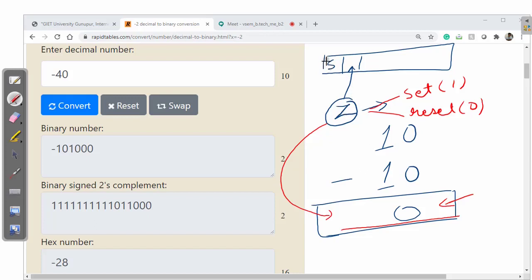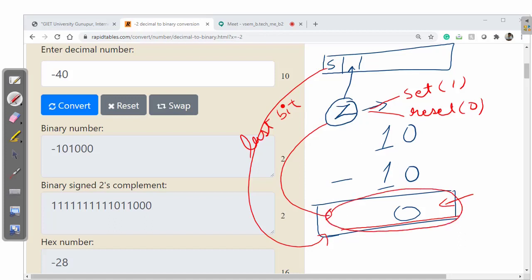See, the sign flag was only checking the last bit. Keep in mind, the sign flag was only checking the last bit, whereas the zero flag will check all the bits. If all the bits are 0, it will set itself. If any bit is 1, it will reset itself. Am I clear now?